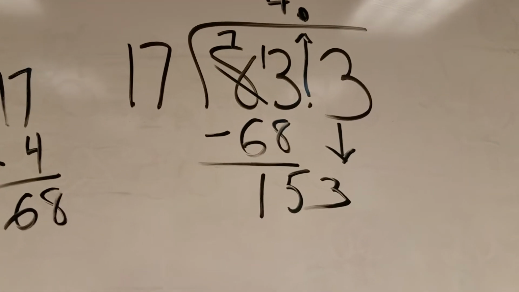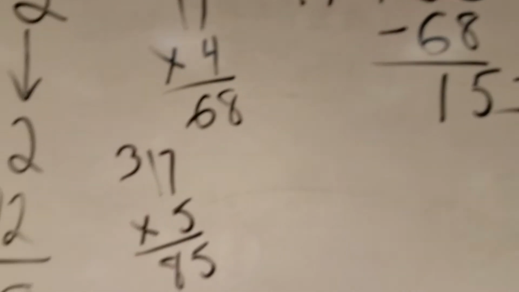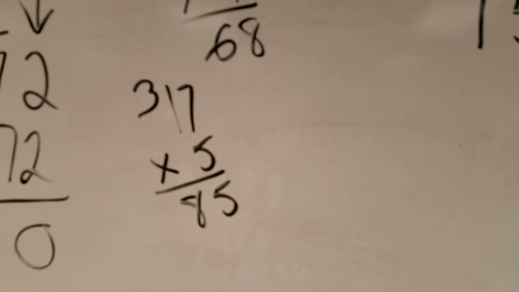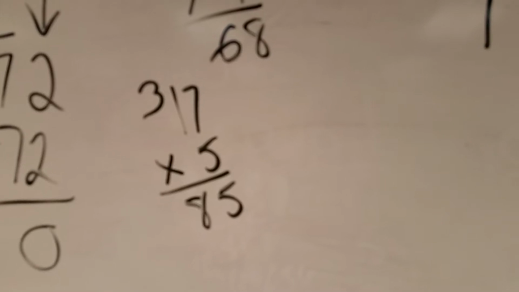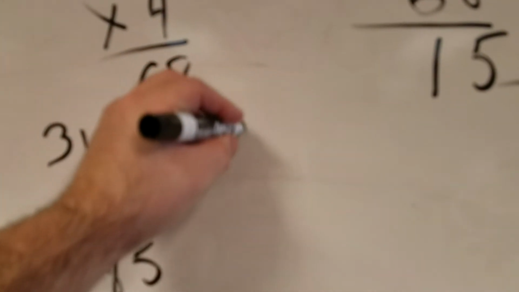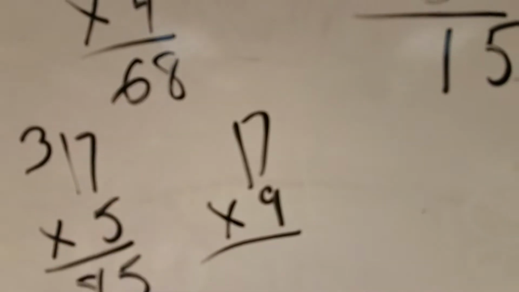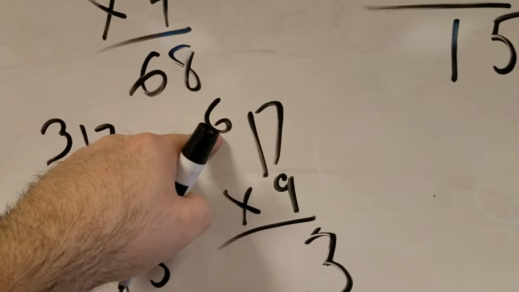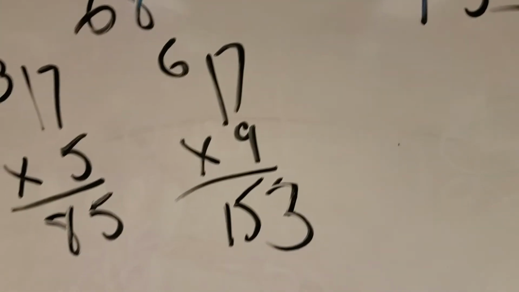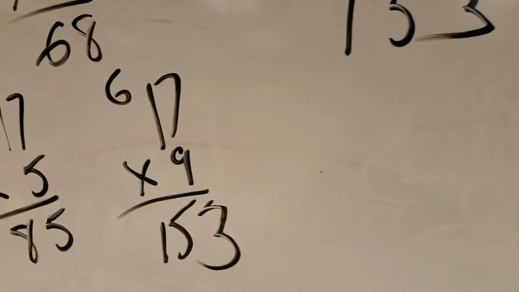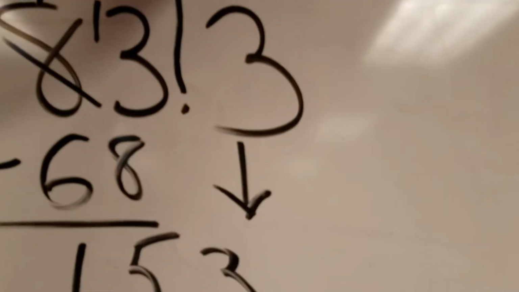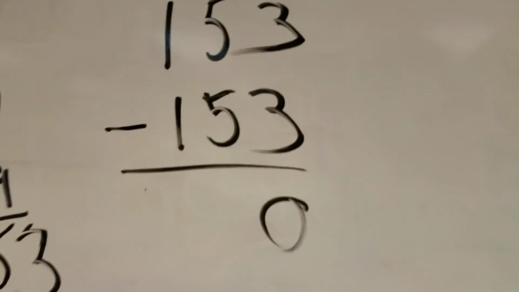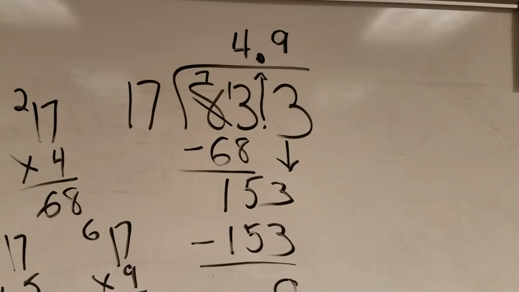Okay, so now I have 153 divided by 17. I know 17 times 5 is 85. 17 times 10, well, I just add a 0, that's 170, so that's close. Let's try 17 times 9. 9 times 7 is 63. 9 times 1 is 9, plus 6 is 15. Hey, 153. That's exactly what we need. So 17 times 9 is 153. I'm going to put 9 up here. Subtract out 153. I have no other numbers to bring down. I am good to go.